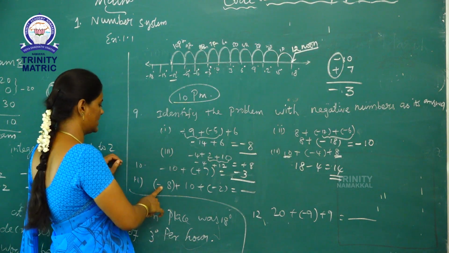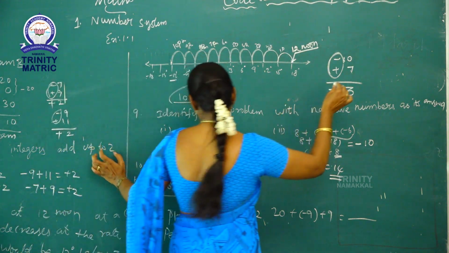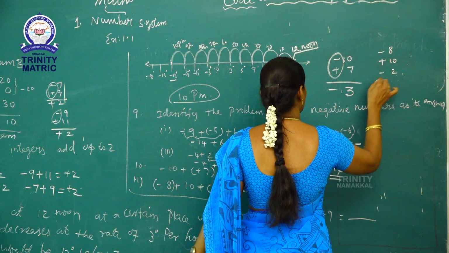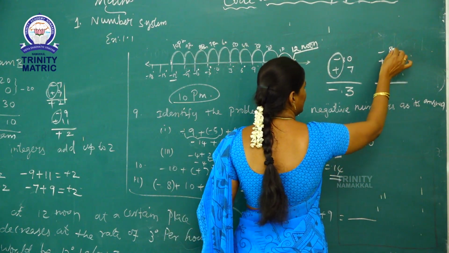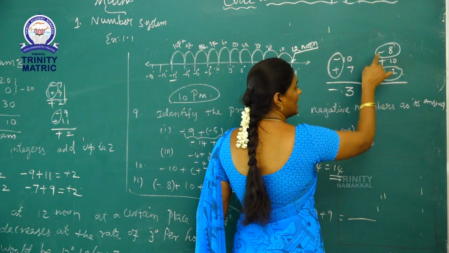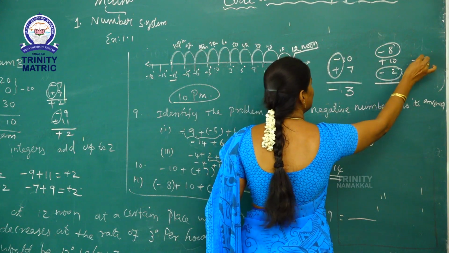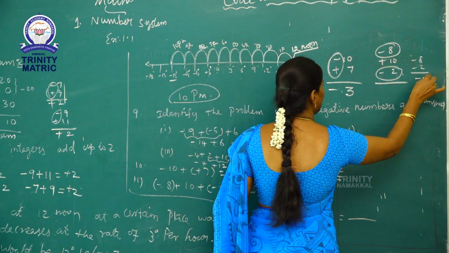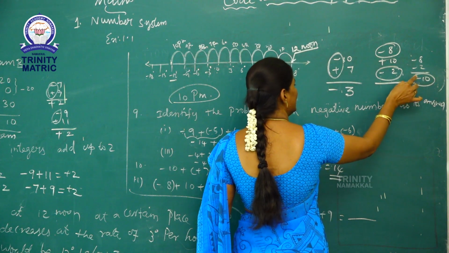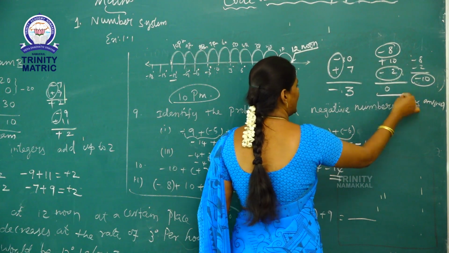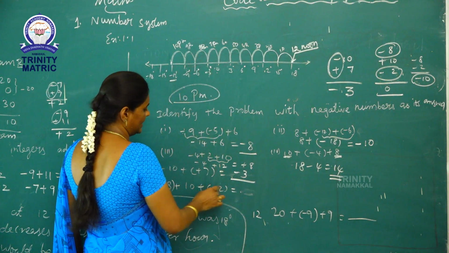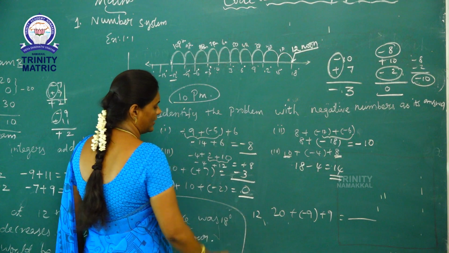Then see the next one, minus 8 plus 10 minus 2. We add these three integers. See here, this minus 8 and minus 2 are the same sign. So minus 8 minus 2, the answer is minus 10. We add these two integers, we get minus 10. Then minus 10 plus 10 is 0. See, minus 8 plus 10 plus of minus 2 is 0.